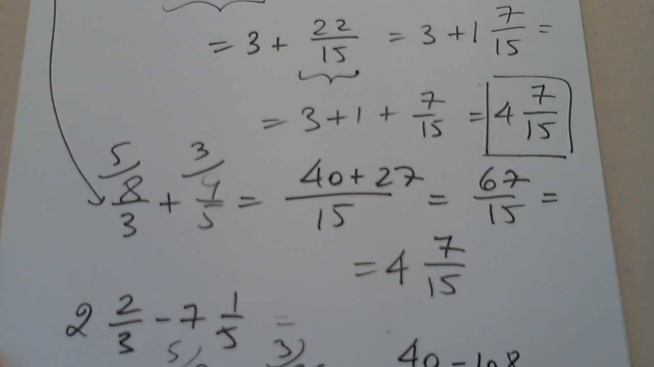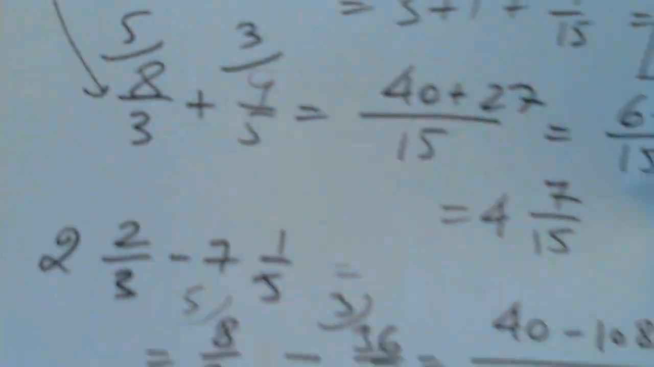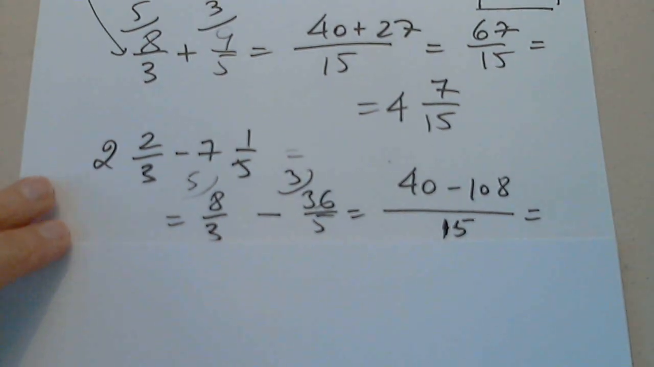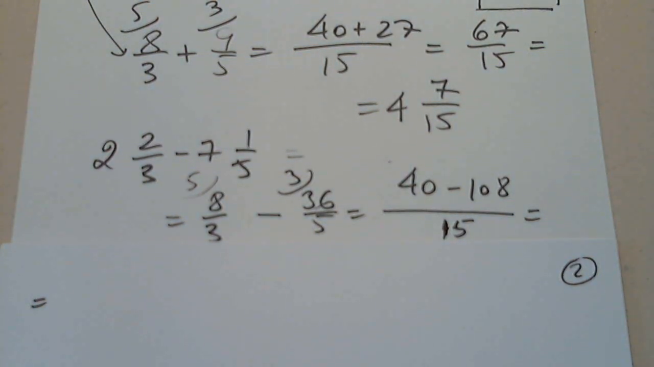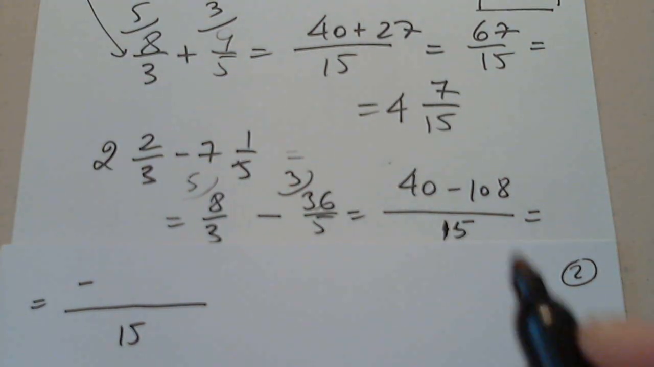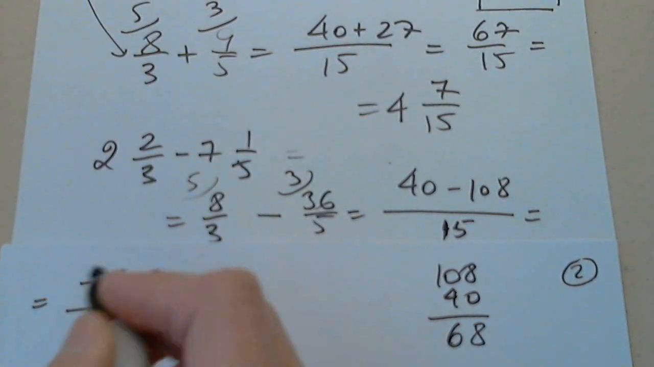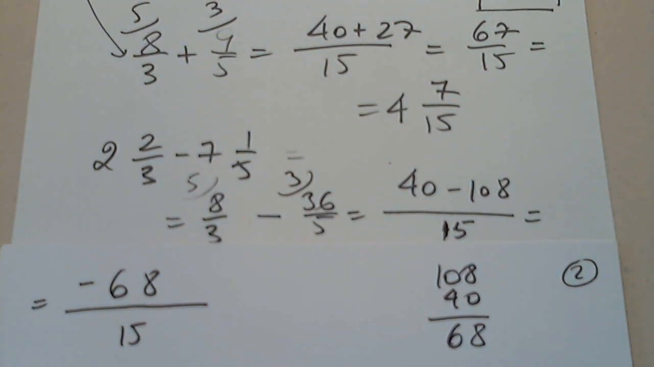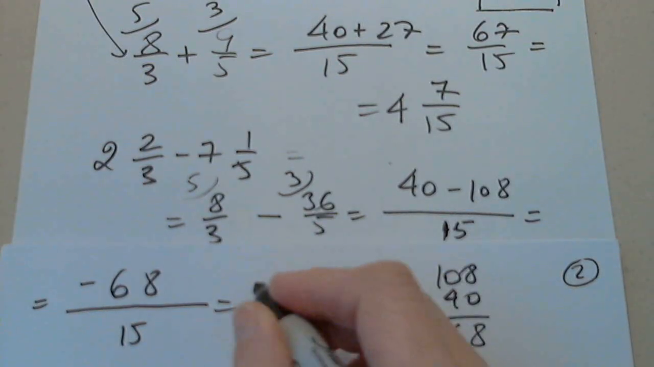108. Subtract. Since 108 is much bigger and its sign is negative, then we will have to transfer the negative sign over to the result. So we have 108 minus 40, which is 68. Again, we have to take the integers out. So this is negative outside, and again 4, and then 8 over 15.